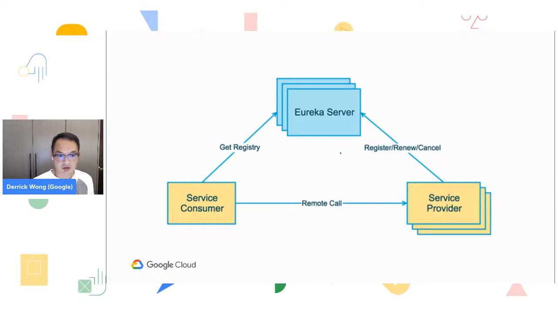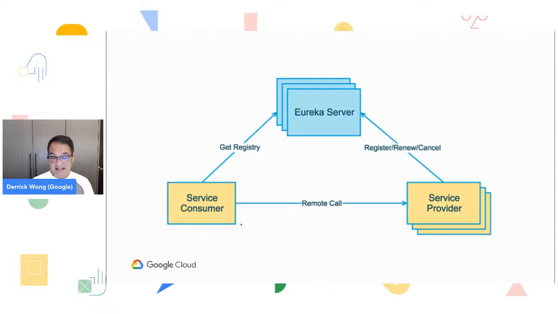So Netflix called the discovery server Eureka Server. Eureka is the Latin version of discovery. It means discovery. So Eureka Server is a little bit like the DNS, right? It stores the service name and the location of the service. So as you can see in this diagram, the service consumer needs to call the service provider, which is a remote service.